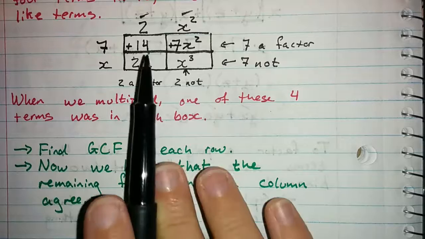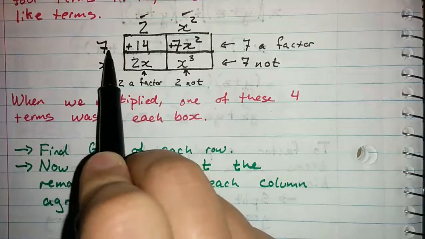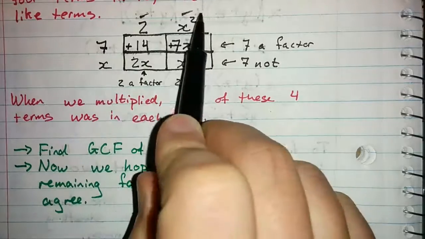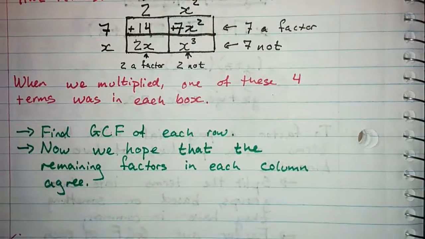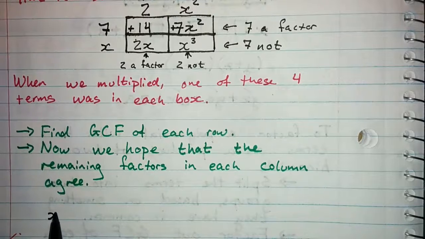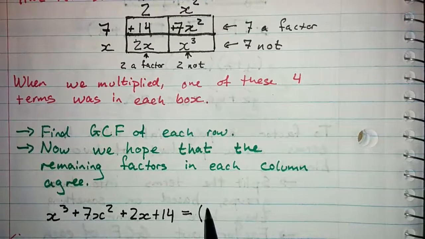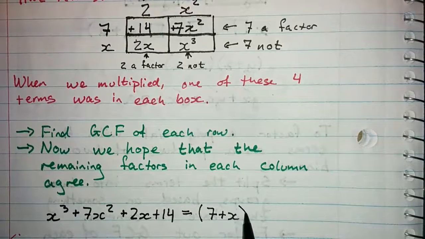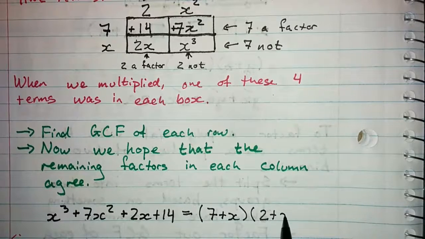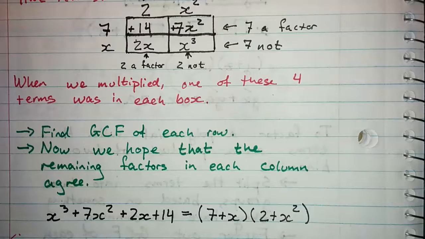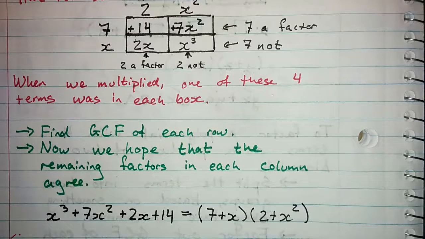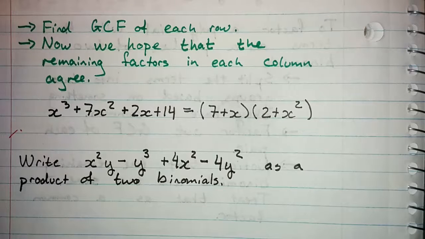What are my factors then? Well, one factor is written down the side and the other across the top. My original polynomial factors as 7 plus x times 2 plus x squared. I'm going to give you one of these to try. Write x squared y minus y cubed plus 4x squared minus 4y squared as a product of two binomials. Pause the video and try this now.